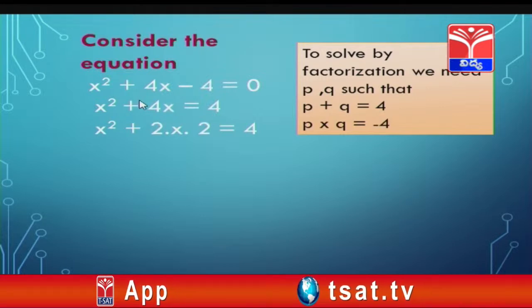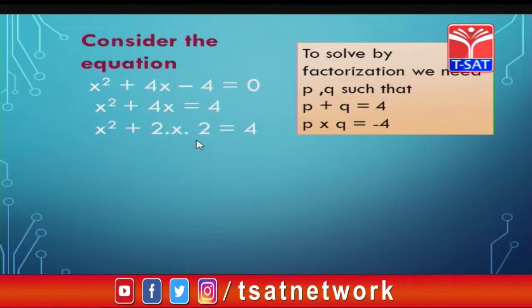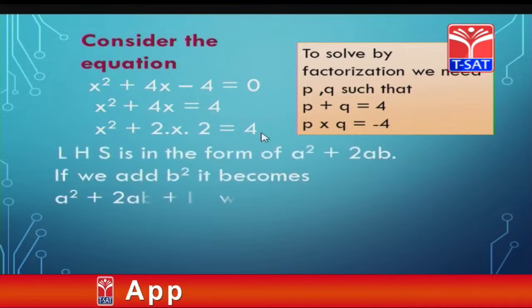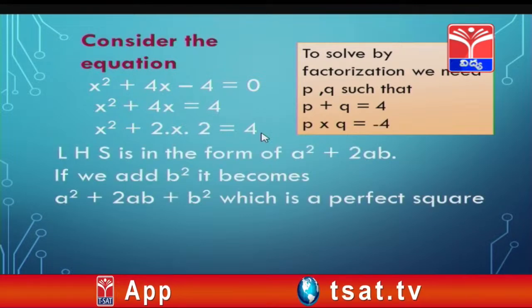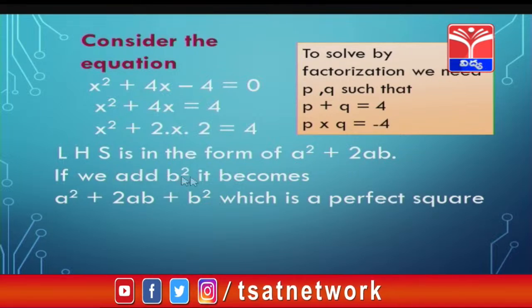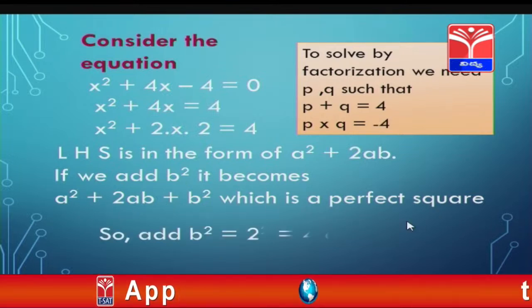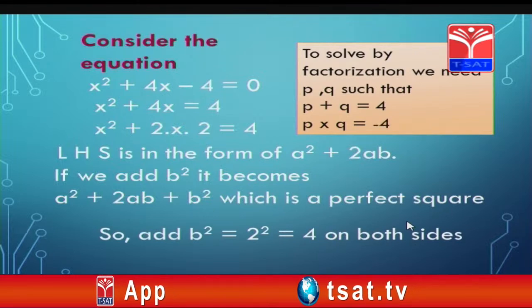Now, I try to rewrite the equation in the form x square plus 2 into x into 2 is equal to 4. Now, if you can relate, children, this looks like a square plus 2ab. Now, we know the formula a square plus 2ab plus b square. So, if we add b square, it becomes a square plus 2ab plus b square, which is a perfect square. So, let us add b square is equal to 2 square, which is equal to 4, on both sides.